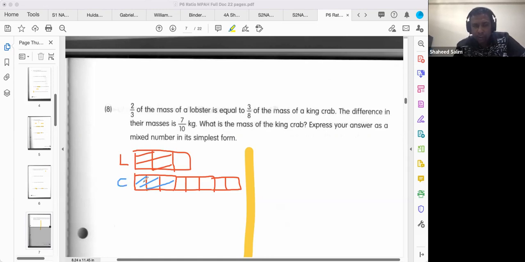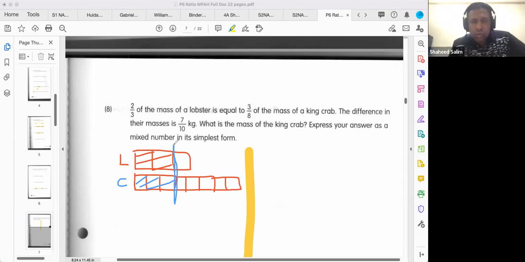Crab, huh? You have 1, 2, 3, 4, 5, 6, 7, 8. The crab has 8 parts. The mass is bigger than the lobster. The lobster is 1, 2, 3 parts, but different size. You see, this one part of the lobster is bigger than one part of the crab. But they say 2 parts, 2 units of the lobster is equal to 3 units of the crab. So now that's how we do it. That means this part of it is the same.